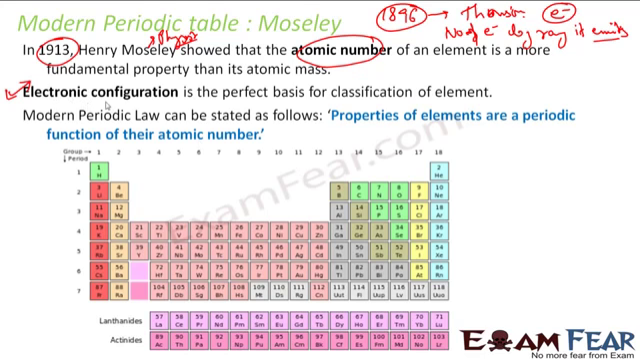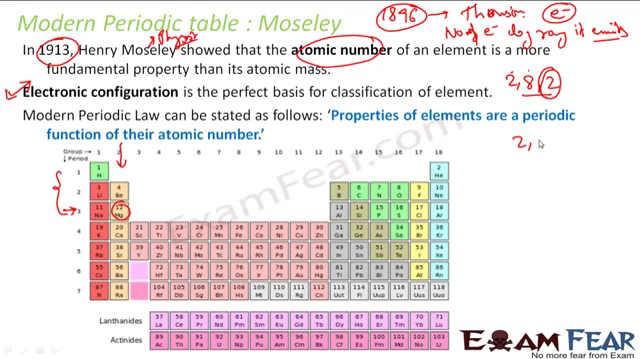Let me spend some more time on the electronic configuration. For example, I have an element which has the electronic configuration 2, 8, 2. That means this is first, second, third period, right? And this last number will tell you the group number. So this is 2, that means it is the second group. So this is the element I am talking about.